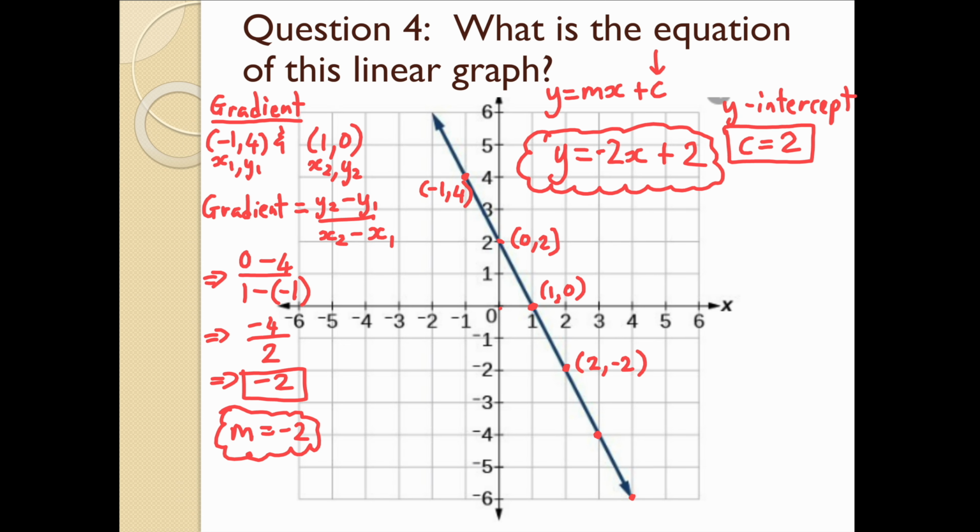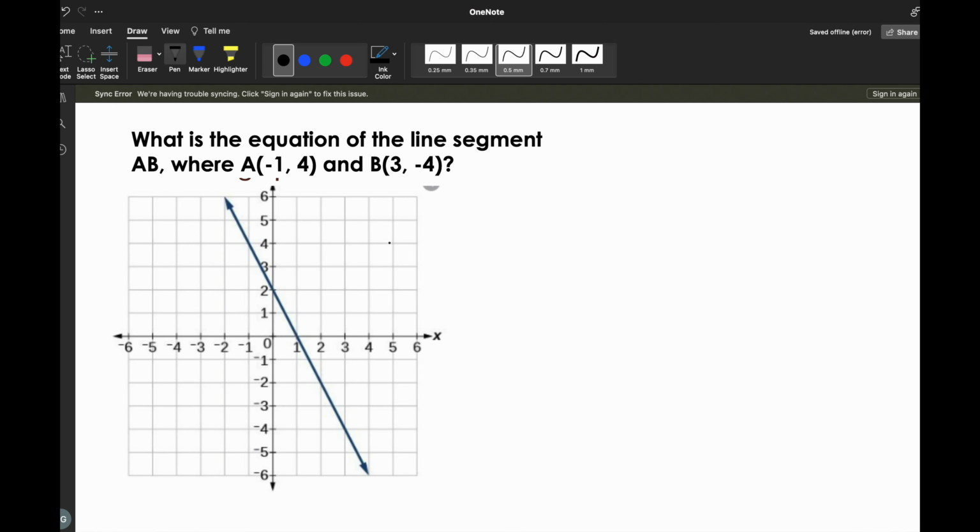So now I'm going back to how we started off this class. We started off this class with this question here. Now what we're going to do is we're going to use this diagram to basically help us determine the equation of the line, but we're going to use it with strict calculations. So we want to figure out what is the equation of the line segment AB, where A is -1, 4, so this is A right here, and B is 3, -4.